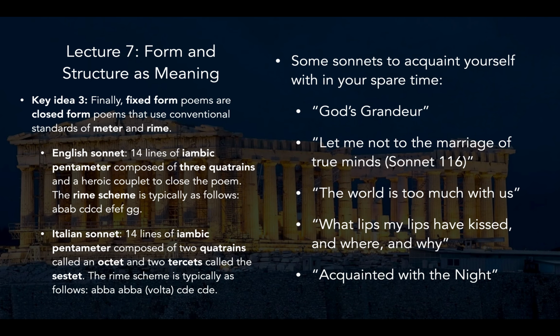Typically A, B, B, A, A, B, B, A, volta, C, D, E, C, D, E. Those are just examples of fixed form poems that you would need to be familiar with, the sonnet. We won't get into any of the other ones. If you study poetry in college or you want to teach English, then you can learn those. But for our purposes, in a 101 course, sonnets will do.